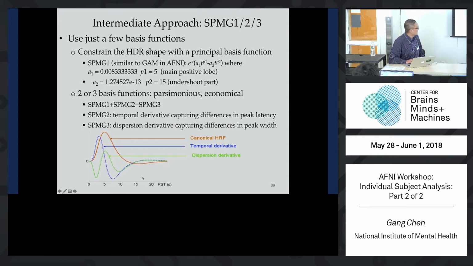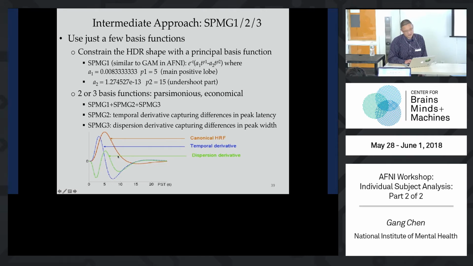So that's the flexibility of this temporal derivative: the peak location gives you a little bit of wiggle room. The third one makes some adjustment to the width of the peak. For example, when I talk about the half maximum, the width here, the green one will try to squeeze it or maybe extend it a little bit. So with this approach you modulate a little bit the peak location and the width of the peak. It doesn't do much about the undershoot.